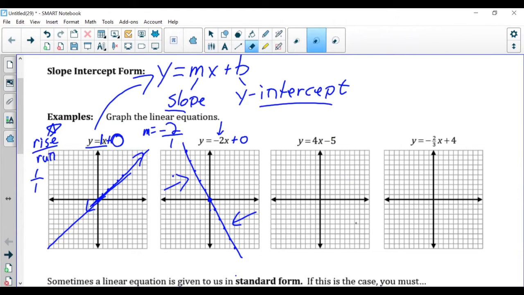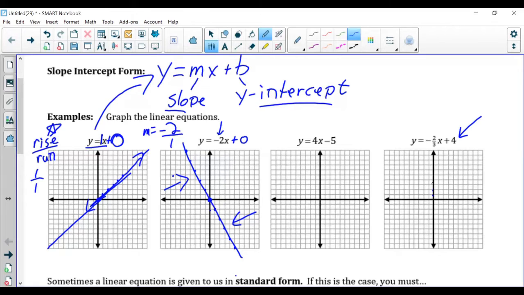Let's work on our next example here. Actually, you know what? Let's skip it. Let's go to the fourth example because we actually have a fractional slope here. First off, we need to start with our y-intercept. This is where we always start because we have to have a starting point. In this case, our y-intercept is 4. So where does y equal 4? Starting at the origin, I'm going to count up 4 on the y-axis.